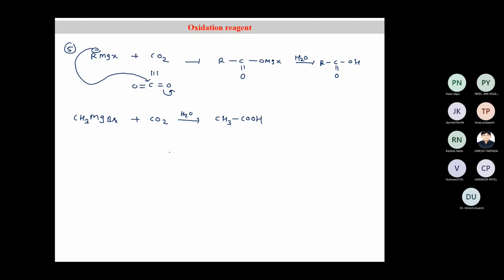Suppose you want to synthesize benzoic acid, then you can take phenyl magnesium bromide. When it reacts with CO2, it gives benzoic acid.